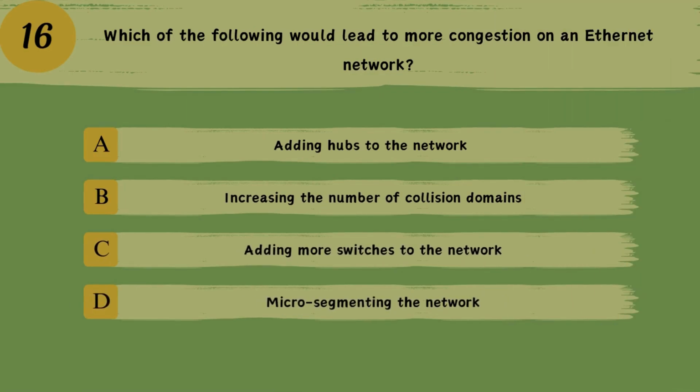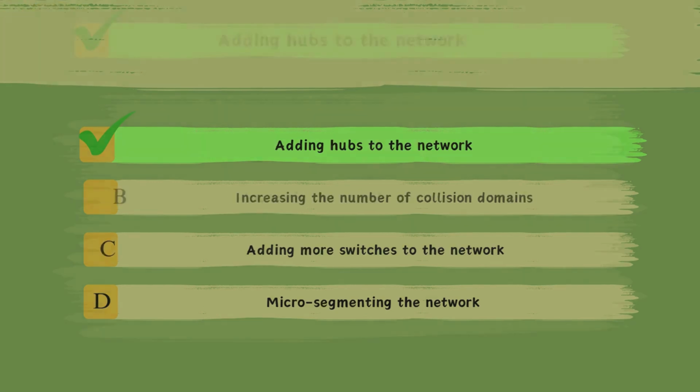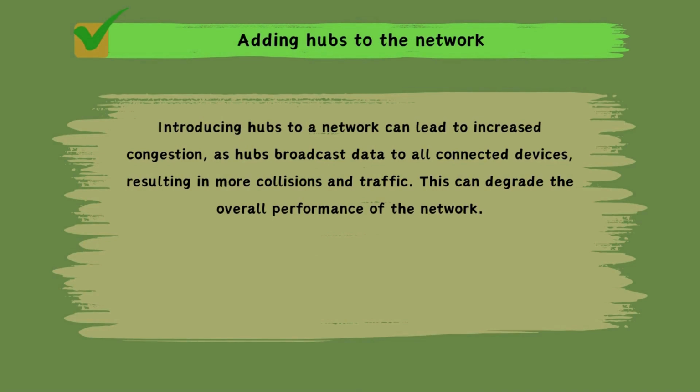Question 16. Which of the following would lead to more congestion on an Ethernet network? A. Adding hubs to the network. B. Increasing the number of collision domains. C. Adding more switches to the network. D. Microsegmenting the network. Correct answer, A. Adding hubs to the network. Introducing hubs to a network can lead to increased congestion, as hubs broadcast data to all connected devices, resulting in more collisions and traffic. This can degrade the overall performance of the network.